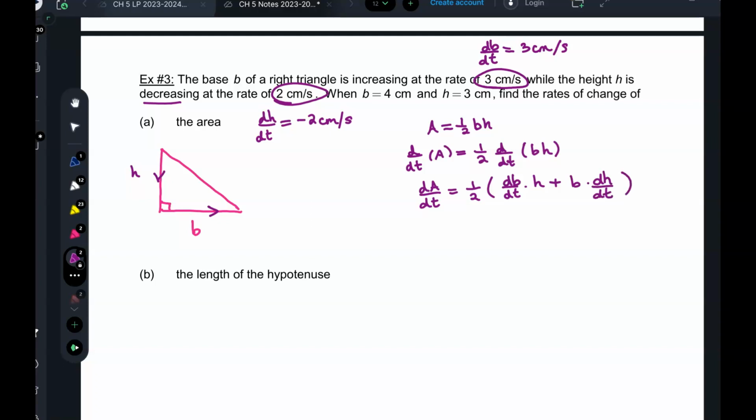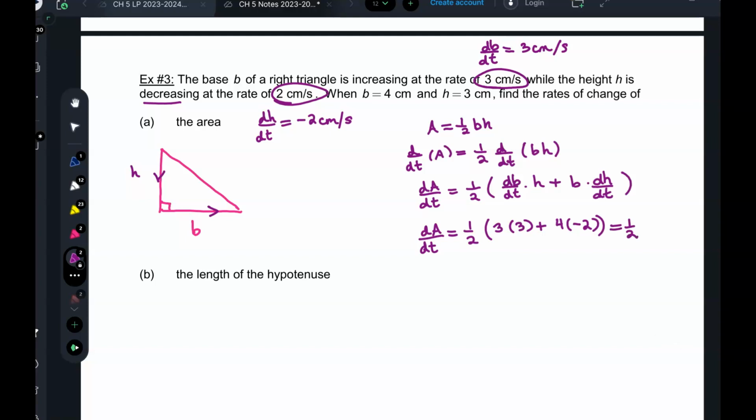Do I know what dB/dt is? Yes, it's 3. Do I know what h is? Yes, 3. Do I know b? 4. Do I know dH/dt? Negative 2. So we can plug everything in. Wait, we know base and height? Right? Oh my god. So we have 3 times 3 plus 4 times negative 2 in parentheses. So that will be 9 minus 8, so it's 1/2.